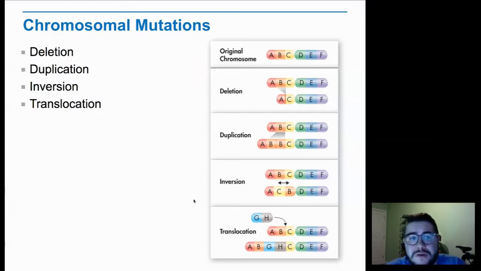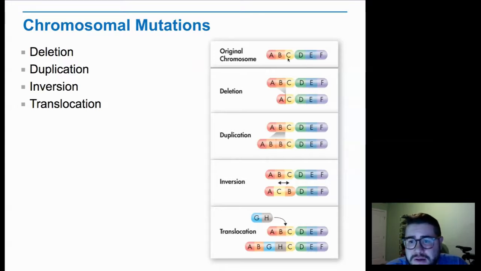Next, we're going to talk about chromosomal mutations. Chromosomal mutations can mess up large chunks of chromosomes. And on each chromosome, there can be hundreds of different genes. And so if you're messing up a large chunk of a chromosome, you could be messing up many, many, many different genes.